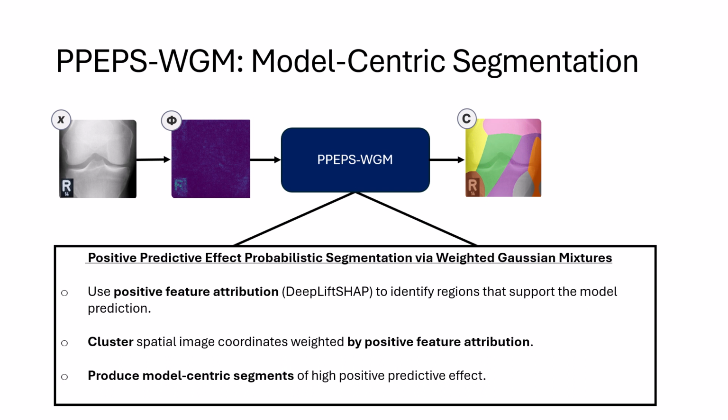Before the LVLM can judge whether a region is relevant, we need to present it with meaningful candidate regions. For this, we introduce PEPS-VGM, or Positive Predictive Effect Probabilistic Segmentation, via weighted Gaussian mixtures. Unlike standard segmentation methods, which are usually based on visual object boundaries, PEPS-VGM is model-centric. It starts from positive feature attributions and clusters spatial image coordinates weighted by how much they positively contribute to the model's predictions. The resulting segments therefore represent regions of positive predictive evidence. This gives the LVLM a structured view of what the model is relying on.